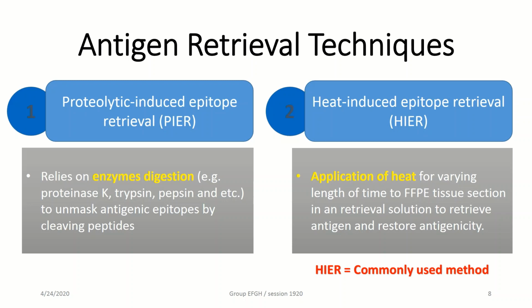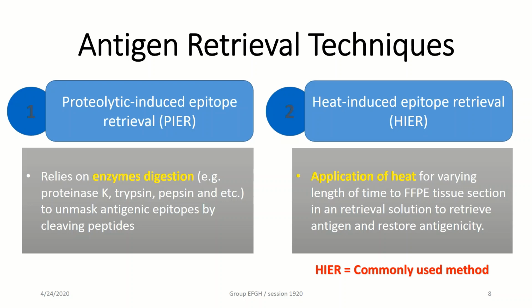The demonstration of many antigens can be significantly improved by pretreatment with an antigen retrieval reagent that breaks the protein cross-links formed by formalin fixation and thereby uncovers the hidden antigen sites. So for the PIER, which is the proteolytic induced epitope retrieval, it uses enzyme digestion to break down the formalin cross-linking to expose the antigenic sites for antibody binding.